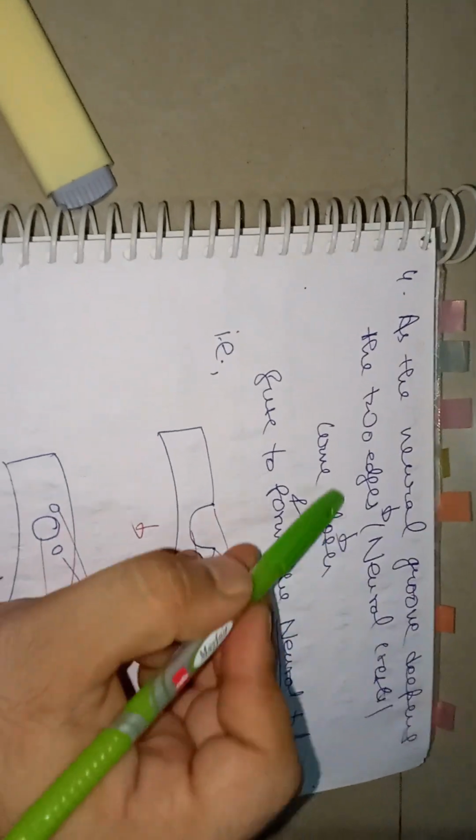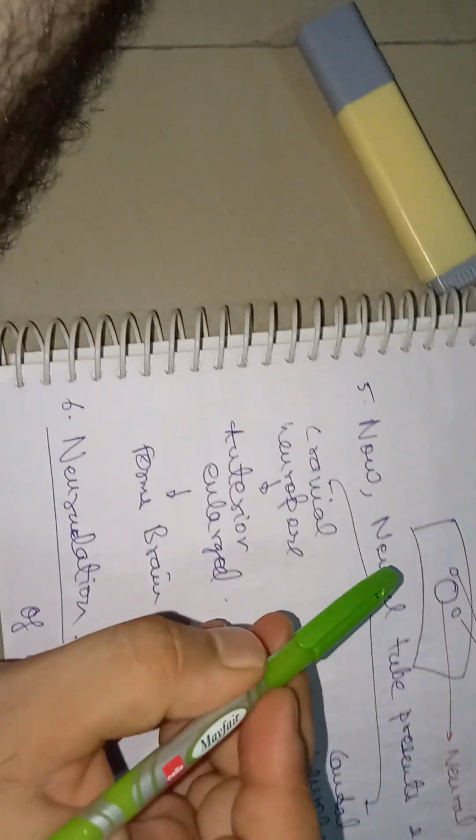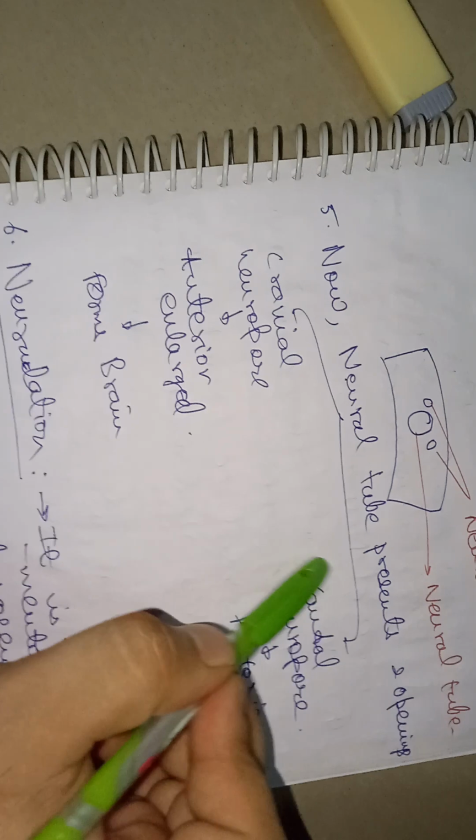As the neural groove deepens further, the two edges, that is the neural crest cells, come closer and fuse together. They form the neural tube. This is the neural tube, and these are neural crest cells. Now the neural tube has two openings: first the cranial neuropore and second the caudal neuropore.